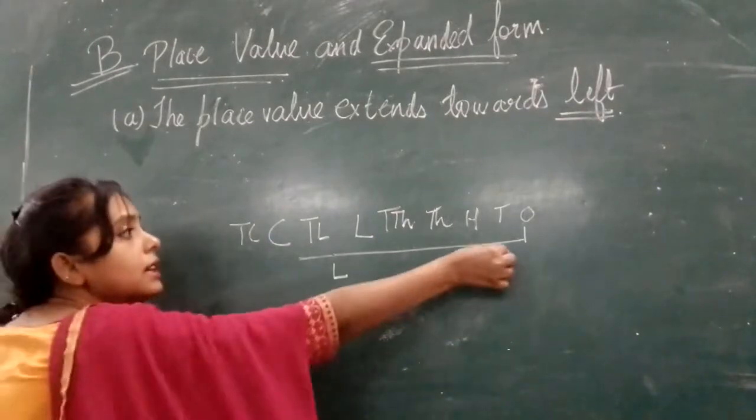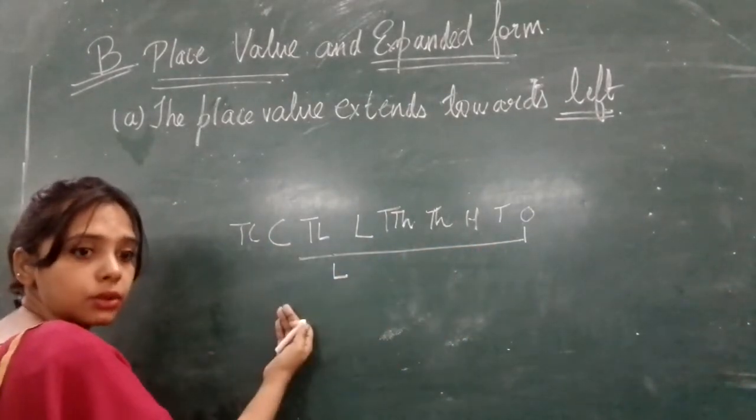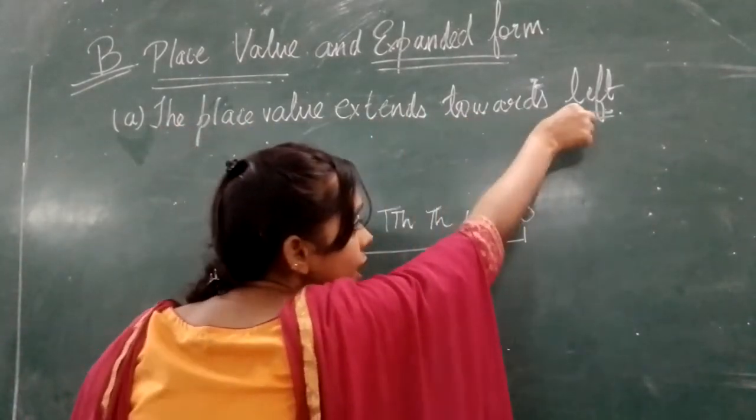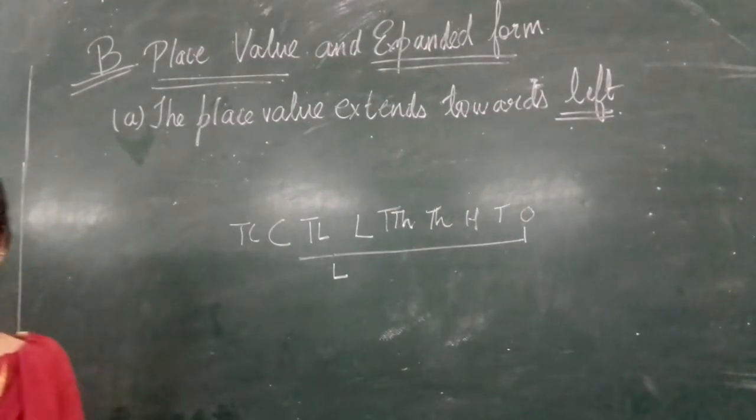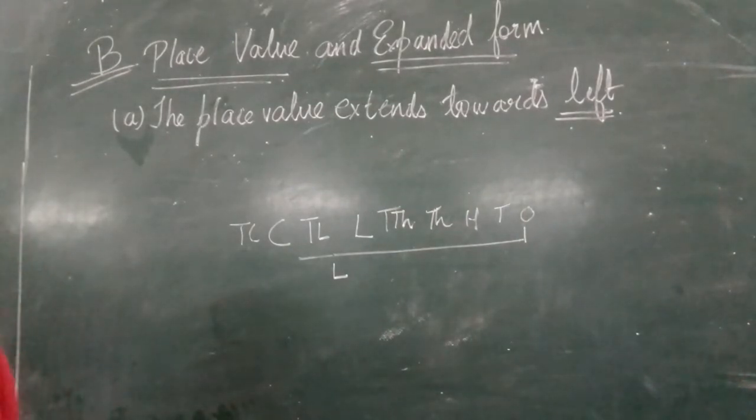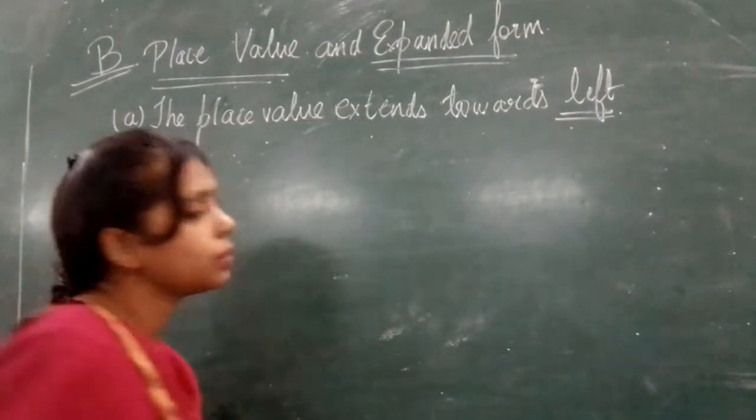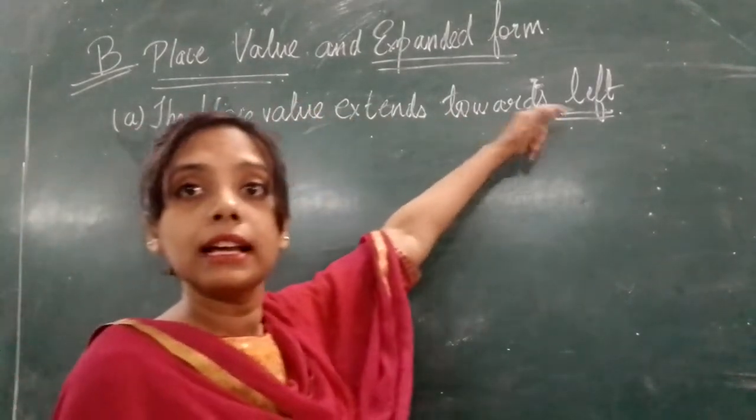That means you go from 1 to 10, to 100, that is, you keep going backwards. So that's why this line is there: the place value extends towards left. You will always remember this. Okay, alright. Now I am going to erase the lower part so that we can write the next one. Okay. So now you understood what I mean by the place value extends towards left.